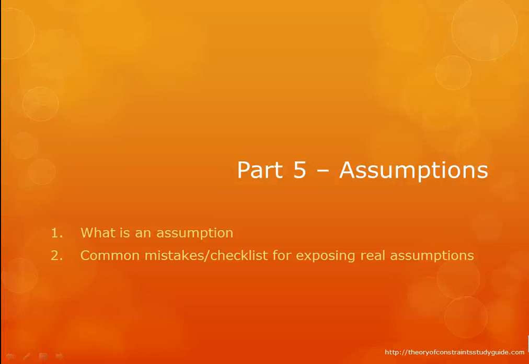Okay, so part 5 we're going to focus on assumptions. Now that we've got a robust evaporating cloud that defines the entities in a way that is logically defensible and well worded, we can move on to exposing the assumptions that underpin the relationship between the entities in that diagram. How we do that is by using a checklist that helps us validate whether the assumptions that we are making are valid or not.